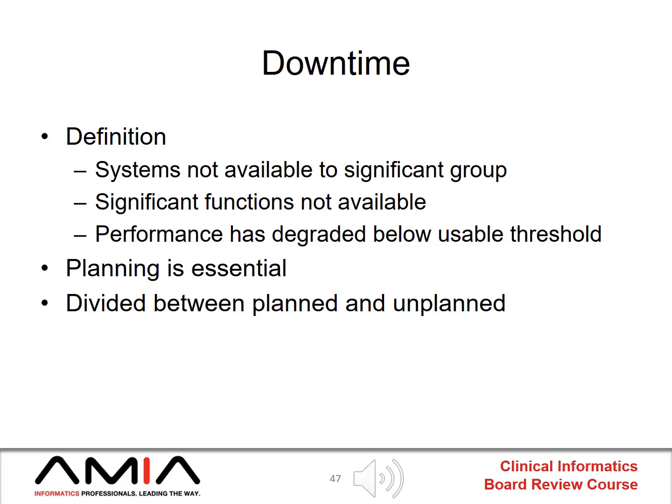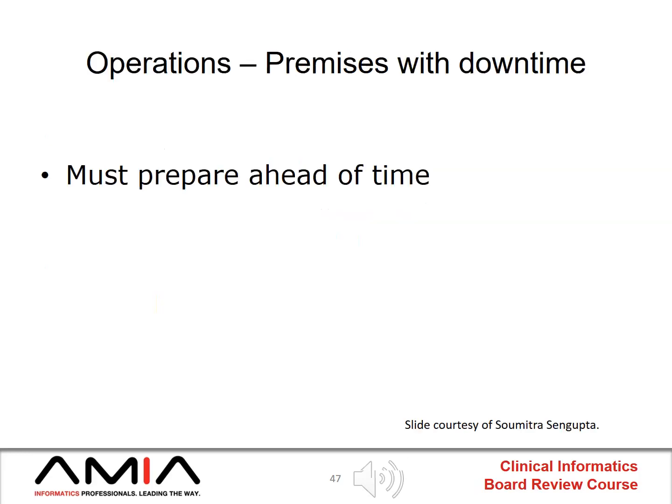So let's move to the topic of downtime. Downtime is defined as a system not being available to a significant group, or significant functions are not available, or that performance of the system, even though it's up and running, has degraded below a usable threshold. It is important to plan for downtime since they are going to happen. We divide the world of downtime into downtimes that are planned and those that are unplanned.